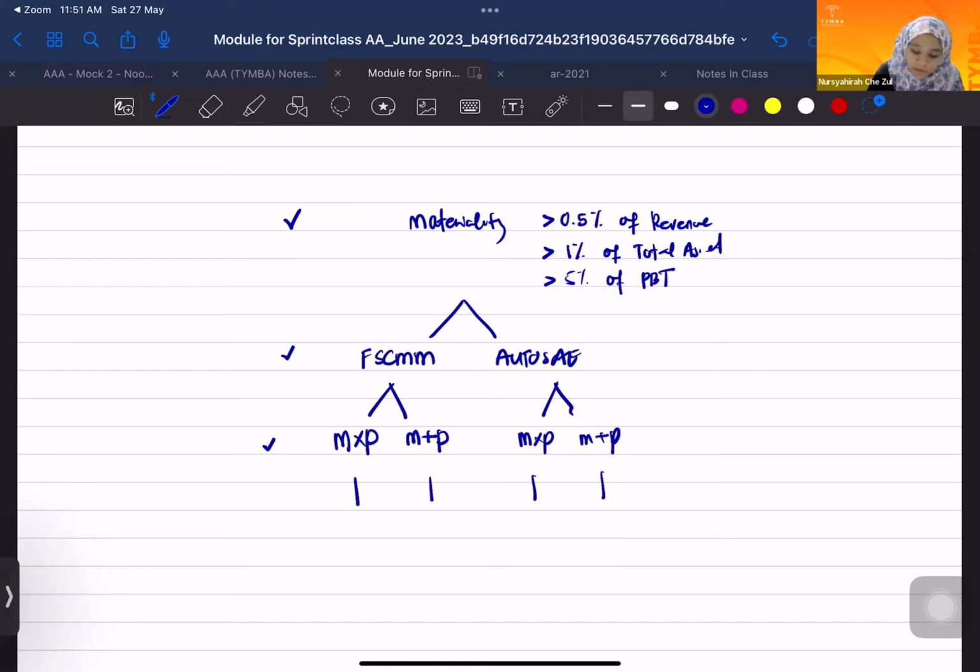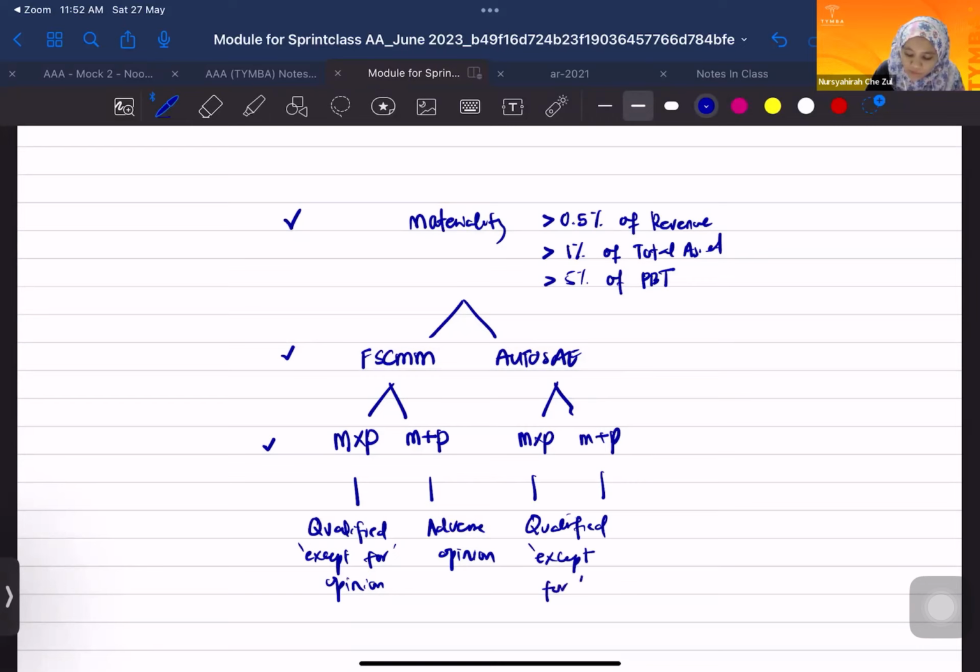This one you need to memorize a little bit. This one will lead to qualified except for opinion. This one will lead to adverse opinion. I hope you already learned about audit report with your previous lecturer or my spring class, because relating to audit report, I can go 3 hours straight only for audit report. Meaning to say that there's a lot of things under audit report. So I hope you already covered it during your previous class. So this one also qualified except for.